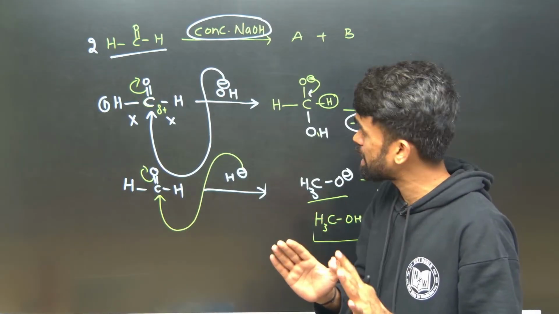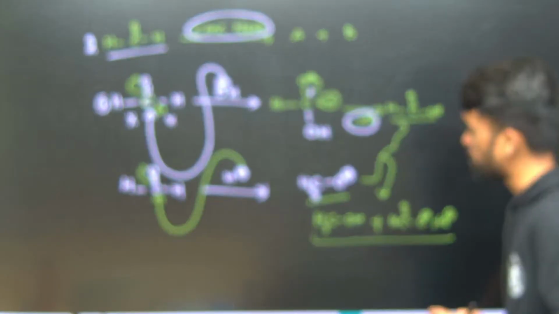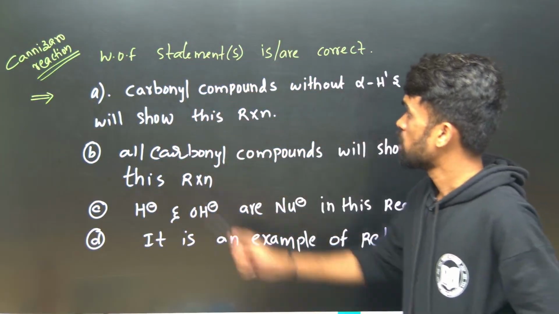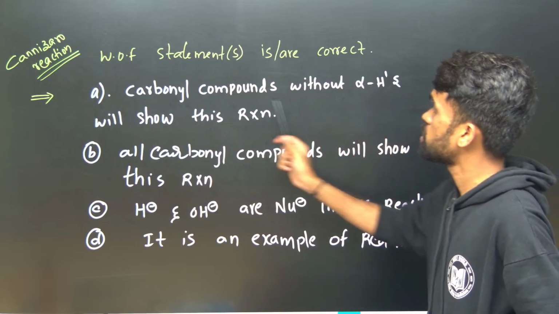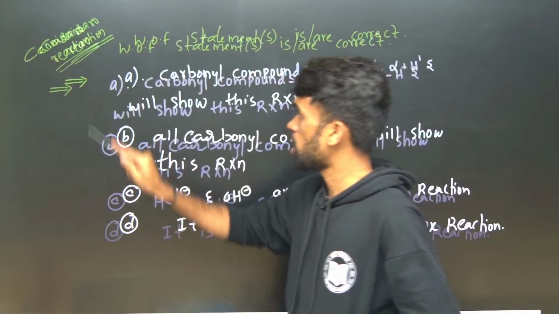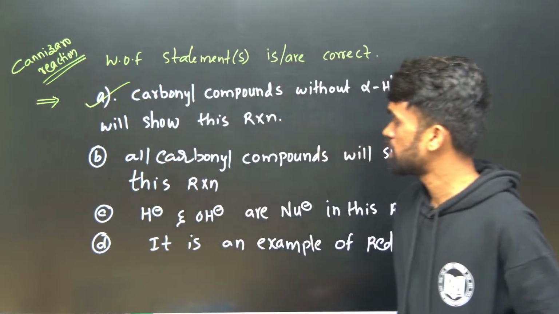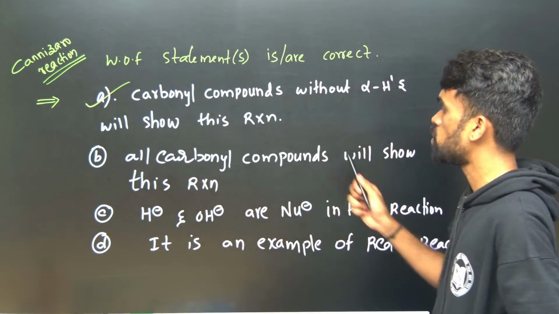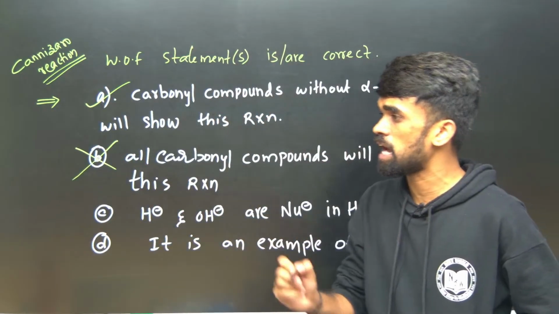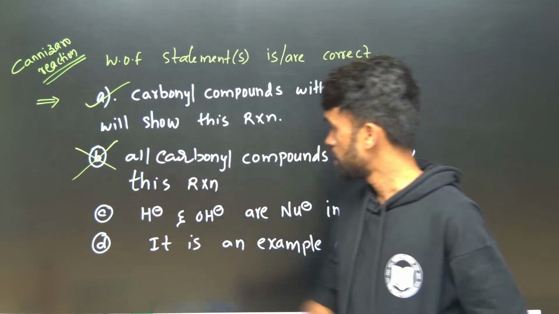Based on this explanation, you have to answer the previous question. Which of the following statements are correct? Carbonyl compounds without alpha hydrogens show this reaction. Yes, the Cannizzaro reaction is shown only by carbonyl compounds having no alpha hydrogens, so option A is perfect. Next, all carbonyl compounds will show this reaction? No, only those which do not contain any alpha hydrogens will show it. So B is incorrect.